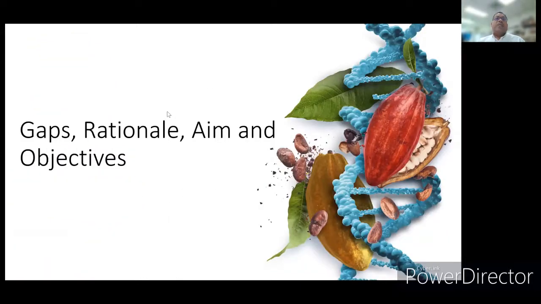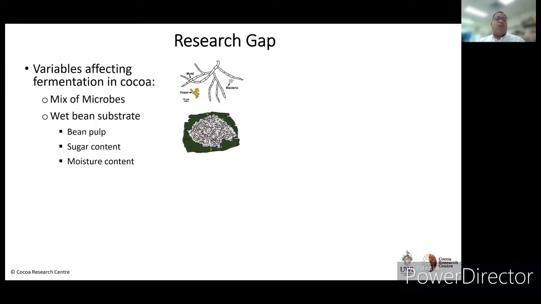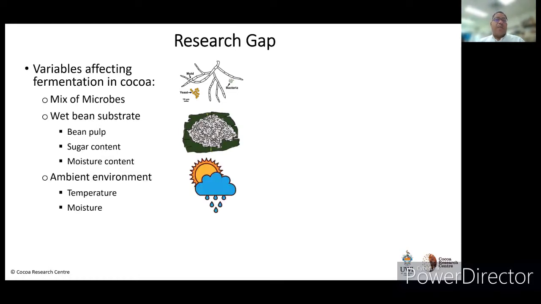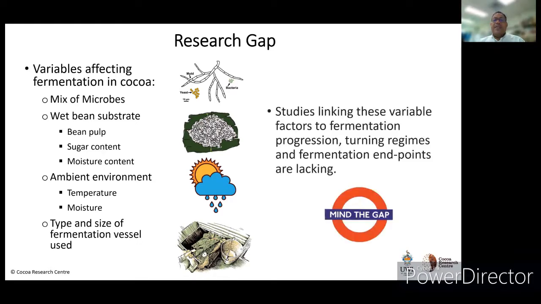Looking now at the gaps, rationale, aim, and objectives of this work, we have many variables affecting fermentation in cocoa. We have the mixture of microbes, the wet bean substrate, such as the bean pulp, sugar content, and moisture content of the pulp. We have the ambient environment, the temperature and moisture in the atmosphere, the type and size of the fermentation vessel. All these affect the rate of fermentation, and studies linking these variable factors to fermentation progression, turning regimes, and fermentation endpoints are lacking. So this is the gap that we are really trying to explore with this work.